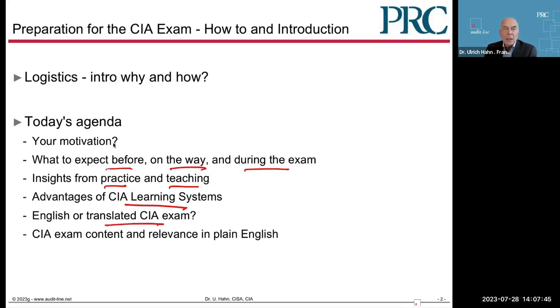Sometimes in some languages you can have a translated exam. For example, we have that in German, it is available in Chinese, and in many other languages. It can also be a question whether you want to use a translated version. And I have a little bit of an overview of the content. As I said, it's good to understand what IIA means by the terms, and how you can access this when you prepare for the exam.